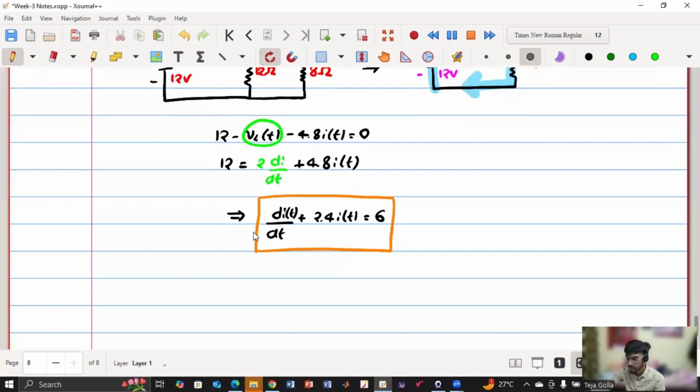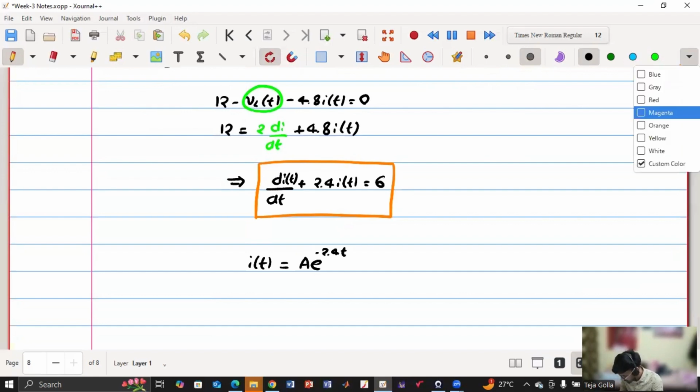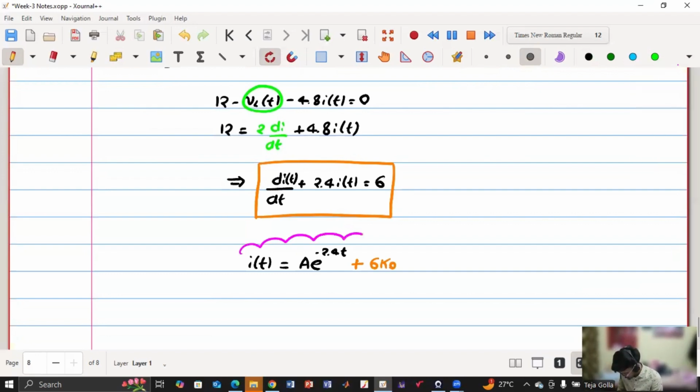So I of t is equal to first the general natural response, A into e power minus 2.4 t. Now plus the forced response, k0 into 6. Yes, this is the generalized solution that we are getting.